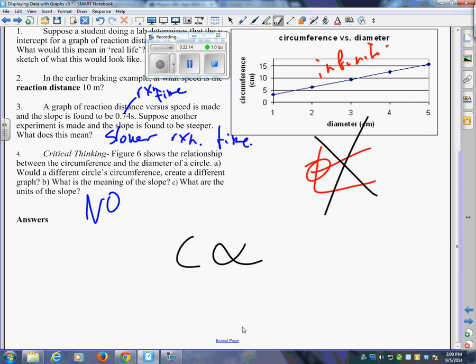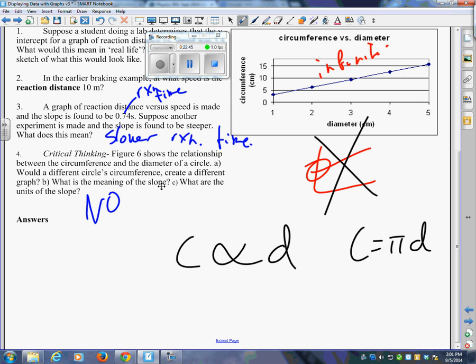That's alpha, I think. It's proportional to the diameter. What's the formula for circumference and diameter? Pi times d, right? What is the meaning of the slope? It is the circumference diameter relationship. Absolutely. I should probably have B and C switched.